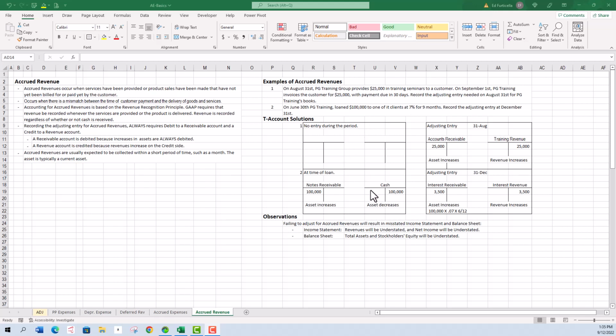Take a look at these T accounts. Make sure this all makes sense to you. Read the narrative to the left.